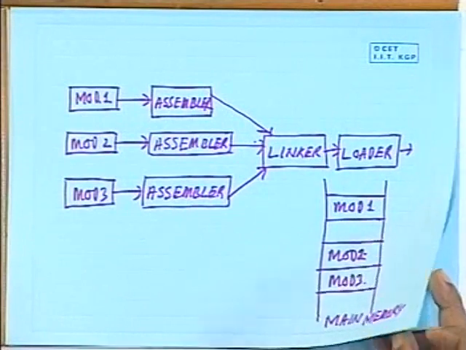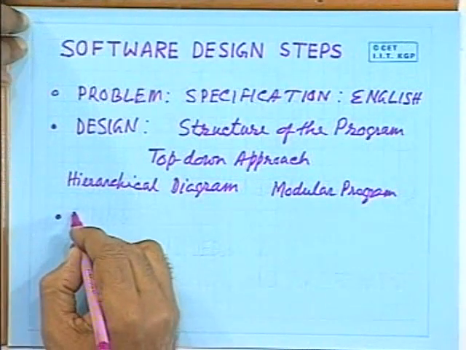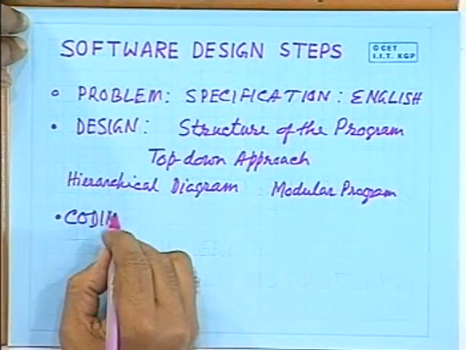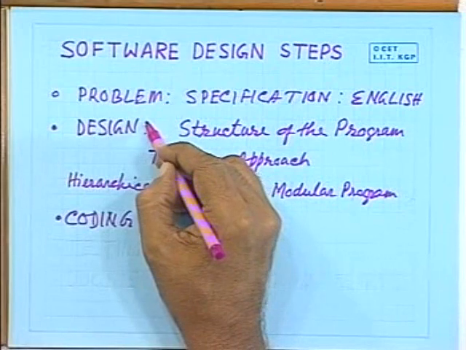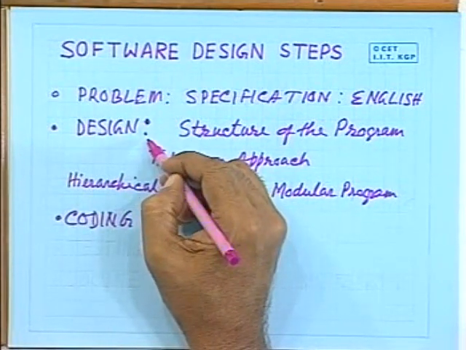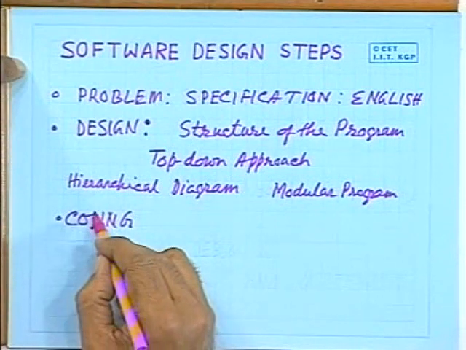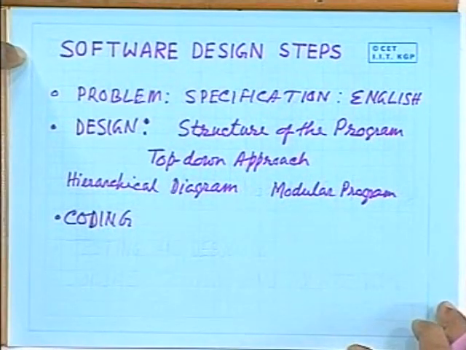And after you have divided into each module that specification, you will be doing the coding. And obviously coding is the best understood step of the software design, and this is where the machine dependent or language dependent step starts. Prior to that, that means problem specification and design, these two are usually machine independent or language independent. On the other hand, coding is machine dependent as well as language dependent.